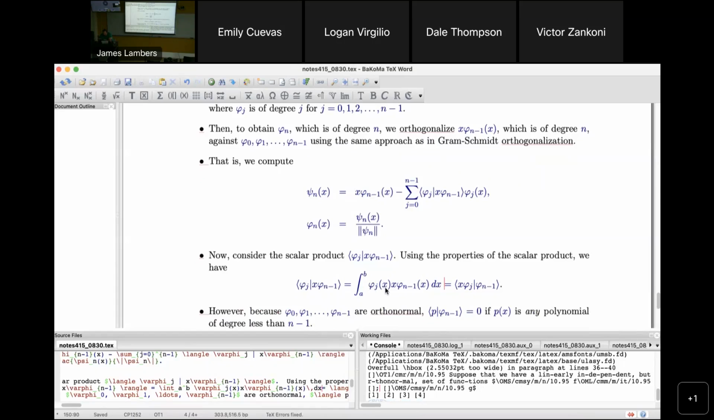All I'm using is the fact that multiplication is associative. Because the way I've written the scalar product, I have x associated with phi n minus 1. But I don't have to do that. I can associate it with phi j. So I'm going to put parentheses around this. Now I can move the x over to the other side of the scalar product, the other operand.